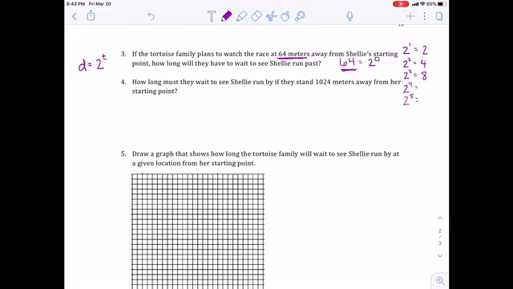Okay, the next question, how long must they wait to see Shelley run by if they stand 1,024 meters away from her starting point? So again, notice that this 1,024 is our distance, and we're trying to find the time. So I'm going to say, okay then, 1,024 has to equal 2 to some time that I'm trying to find. And again, I'm going to let you go ahead and figure out what that number is.